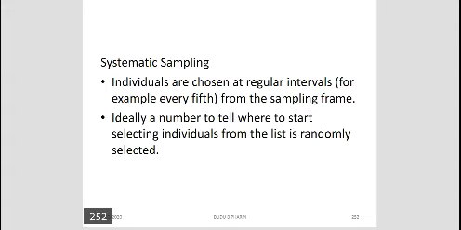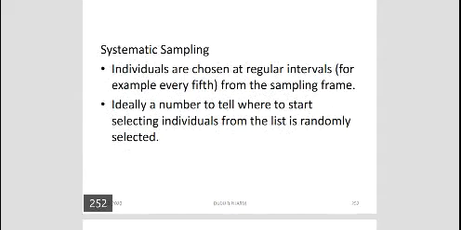Let's see systematic sampling. Individuals are chosen at a regular interval, for example every 5th from the sampling frame. Ideally, a number to tell where to start selecting individuals from the list is randomly selected.